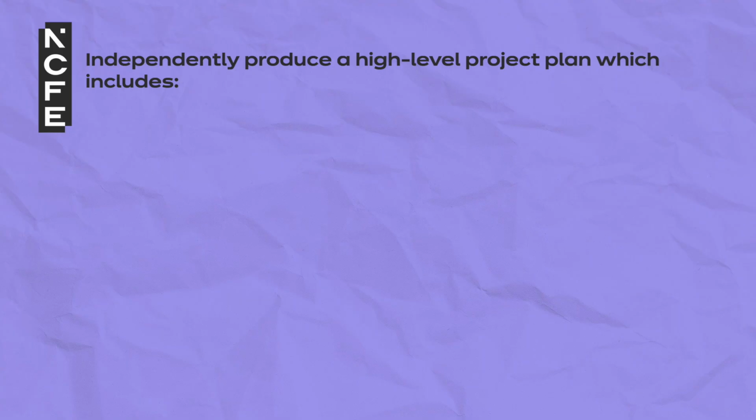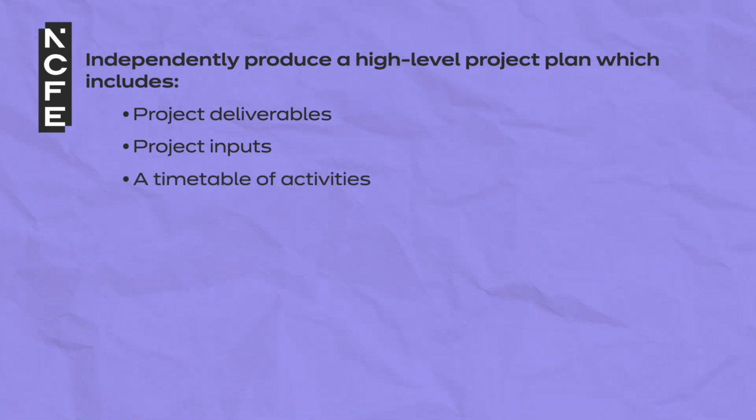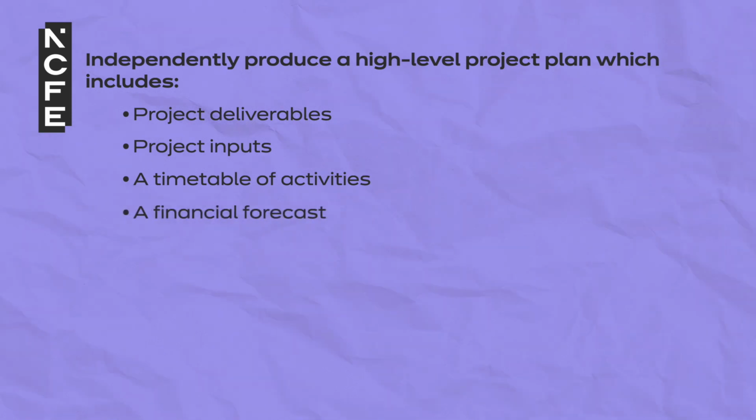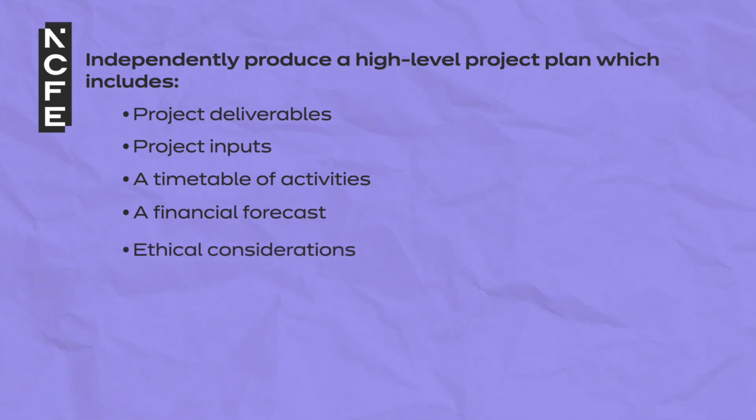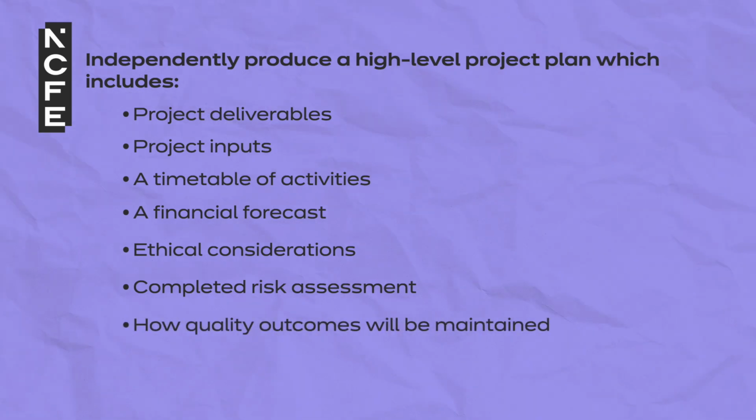Students must be able to independently produce a high-level project plan, which includes the project deliverables and inputs, a timetable of activities that will be carried out, including the total time for the overall project, a financial forecast that takes into account resource requirements, any ethical considerations, for example, where codes of practice will be adhered to, a completed risk assessment with an appropriate level of detail, and how quality outcomes will be maintained through the project. More detailed information on the core skills can be found within the core skills section of the Science T-Level Qualification Specification.